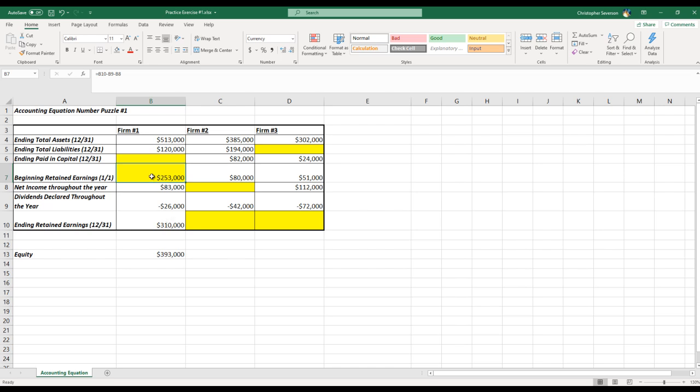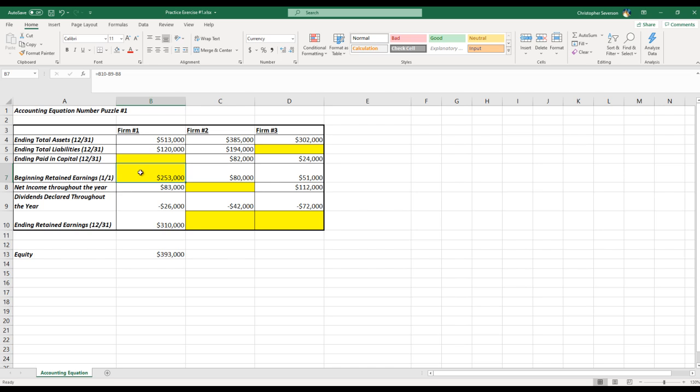In the end, once you have the number you think is correct, before you enter it and store it in your software, submit it, I would say work it forward. Take the number you think is the beginning retained earnings plus net income minus dividends, and it had better equal the ending retained earnings, which it does in this situation.